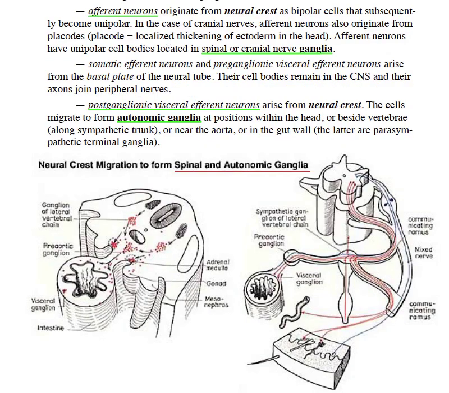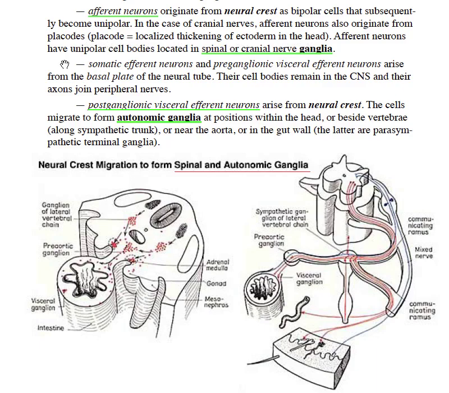Considering neurons, we have afferent neurons that originate from the neural crest. They originate as bipolar cells. Subsequently, they become unipolar in almost all cases. In some cranial nerves, such as the vestibulocochlear nerve, they remain bipolar. Here we see the cell bodies, the unipolar cell bodies, located in a spinal ganglion, or they could be located in a cranial nerve ganglion. Incidentally, a minority of primary afferent neurons come from placodes, thickenings of the ectoderm, in the case of some cranial nerves, particularly the vestibulocochlear nerve.